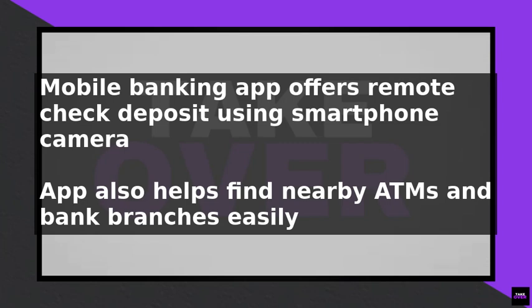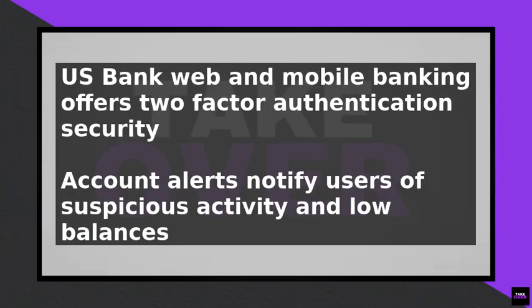To use U.S. Bank's web and mobile banking effectively, it's a good idea to set up account alerts to notify you of low balances, large transactions, and other important activity. You should also regularly review your account statements and transaction history to ensure that everything is accurate and up to date.